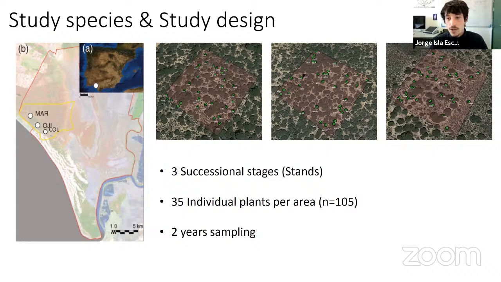Obviously, these populations differ in the density of juniper individuals or in the demography. And in each one of these three plots, to monitor individual interaction, we have selected 35 individuals per plot, which is a total of 105 focal plants, where we have been focusing our interaction survey during 2 years of sampling.